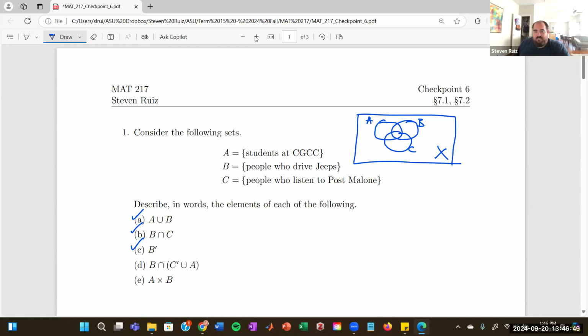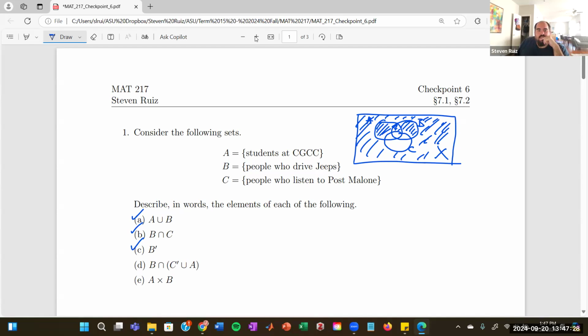So C complement could be this part of B. It could be this little thing right here. It could be this. And also it could be this universal set. Like it could be anything outside here. So that's a lot of stuff. Really, all we've left out is C. So are we done? I don't know. Let's keep looking.